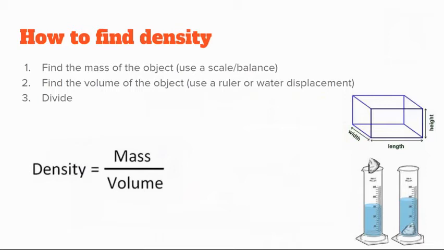I'm going to get the mass by using my balance. I'll get the volume either by calculating it using a ruler or by using water displacement, where I look at how much the water level changes from when the object is not in the water to when the object is in the water.